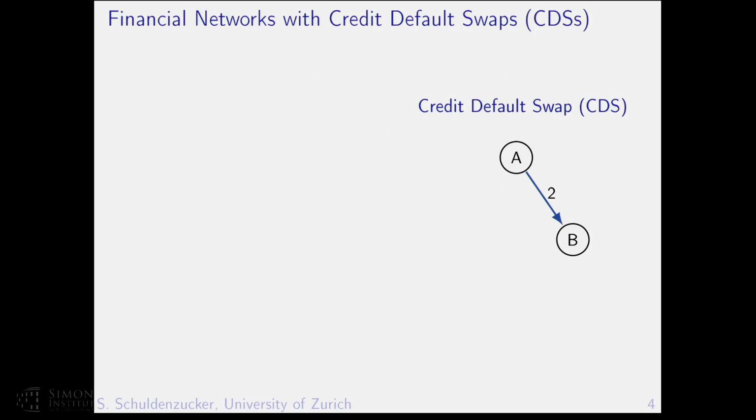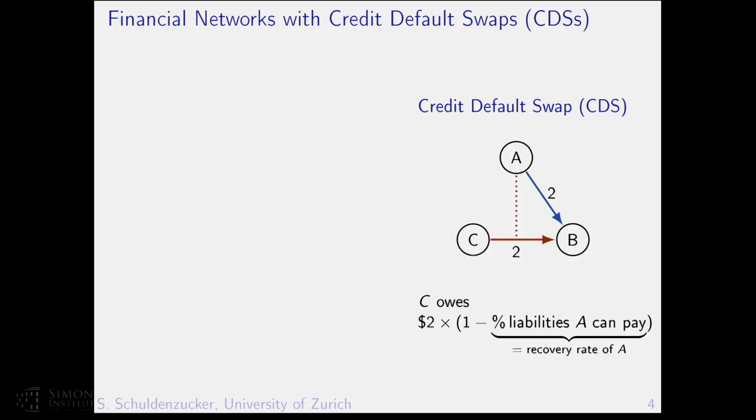These are derivatives that are motivated as follows. Let's say we have a bank, B, and it is owed money from some bank A. But B might worry that A might not be able to pay this. So B might worry about the default of A. And now B can buy an insurance on the default of A from a third bank, C. And this is a contract that creates a liability from C to B as follows.